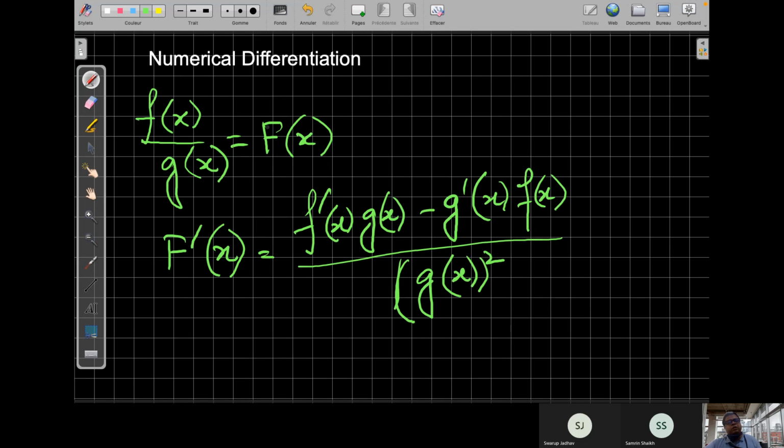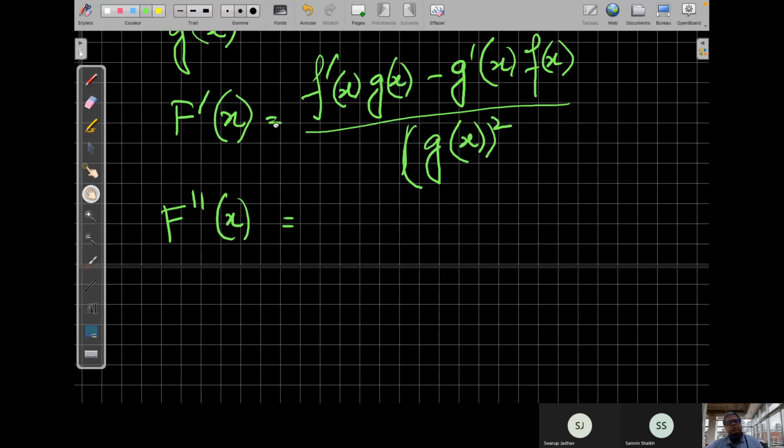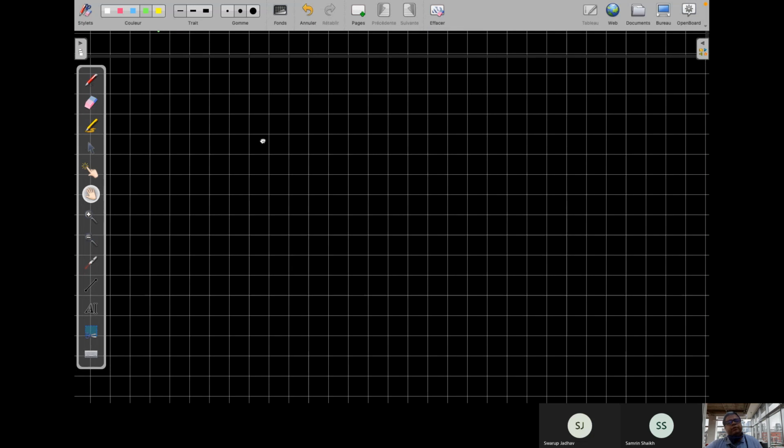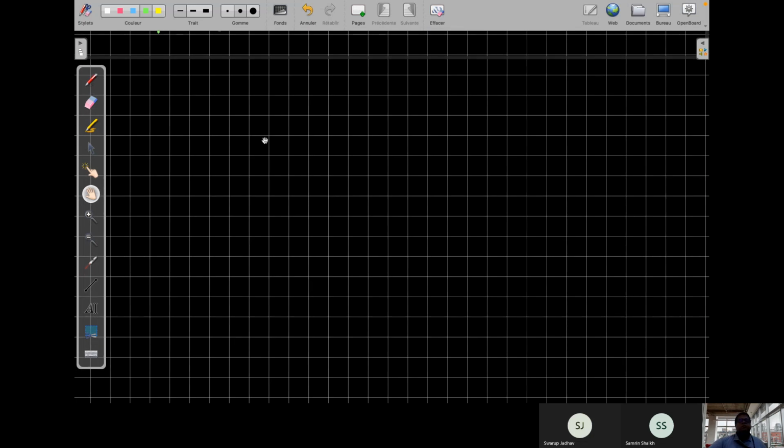And remember that the original function here is easier to calculate than the differentiation function, which is a much more complicated expression. If I find out the second derivative, it will be still more complicated. So I need a simpler mathematical method, some numerical method, to find out the derivative of such functions.